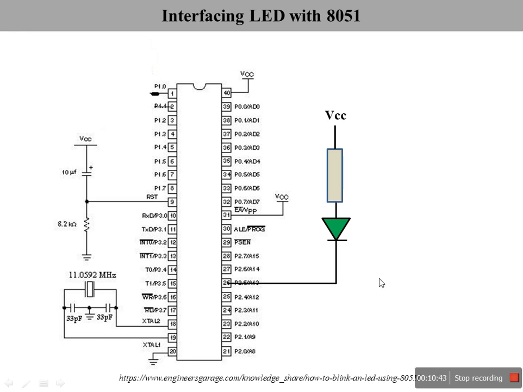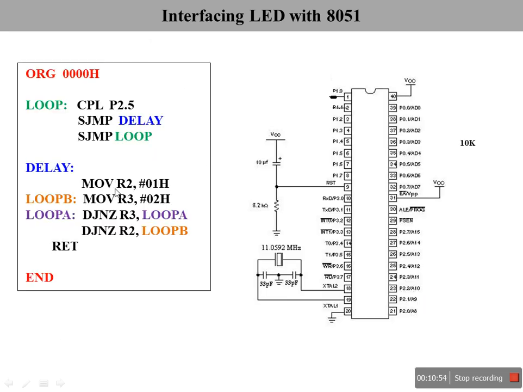In order to make this LED work or glow, we have to write a code, and that code needs to be burnt into the ROM of this 8051. So let's look at the code. The logic here is CPL. Start with ORG 00, then we have a loop here. The statements in this loop will be continuously executing, and the first statement is CPL, complement a bit here.